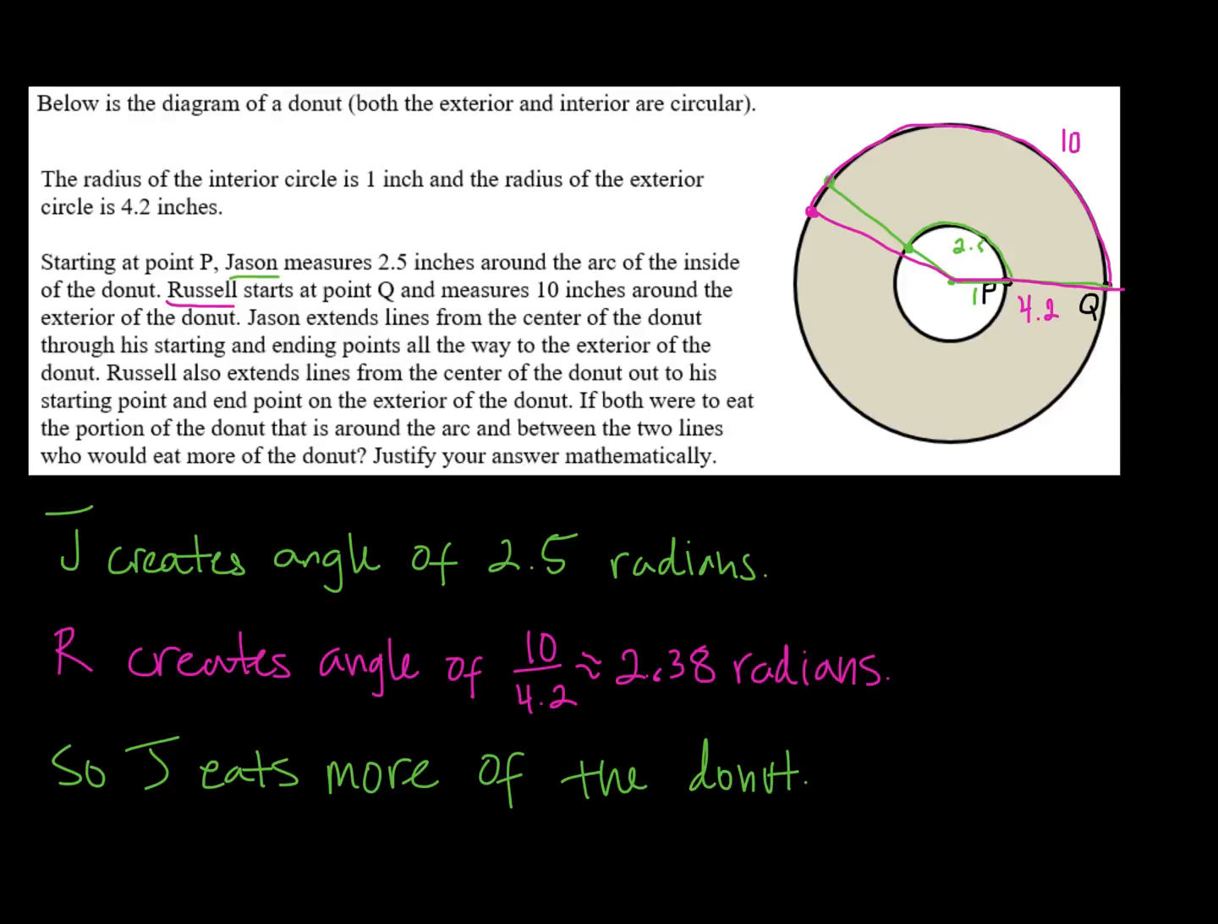There is one other way to do this problem, which is to think about if you extended what Jason does out to the exterior of the circle, what arc length would he create? And the way to do this is to notice that you start with something that's 1 inch and you turn it into a radius of 4.2 inches. You're multiplying by 4.2. So you would multiply your arc length by 4.2 as well, and you get 10.5, which is obviously a little bit bigger than 10. So if you were to extend this radius of one circle out to a radius of 4.2, the arc length of 2.5 would be an arc length of 10.5. But I like this way a little bit better.